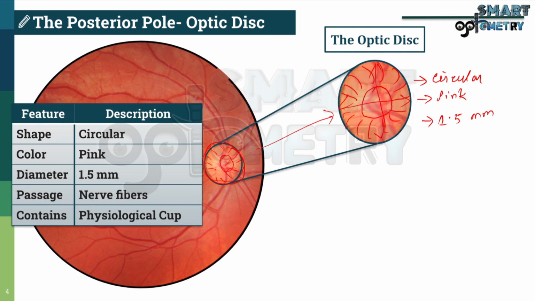So the overall summary of the optic disc is: its shape is circular, the color of the optic disc is pink, the diameter of the optic disc is 1.5 mm, and the passage content is only nerve fiber pass through the optic disc. All the retinal layers terminate before entering the optic disc, and it contains a physiological cup through which central retinal artery and vein enter into the eye. Now let's know details about the macula in the next slide.